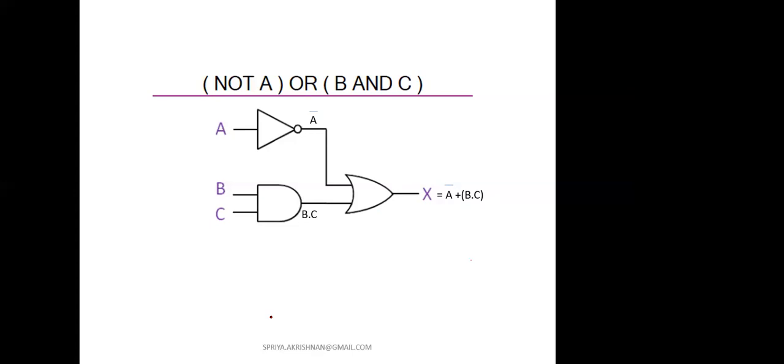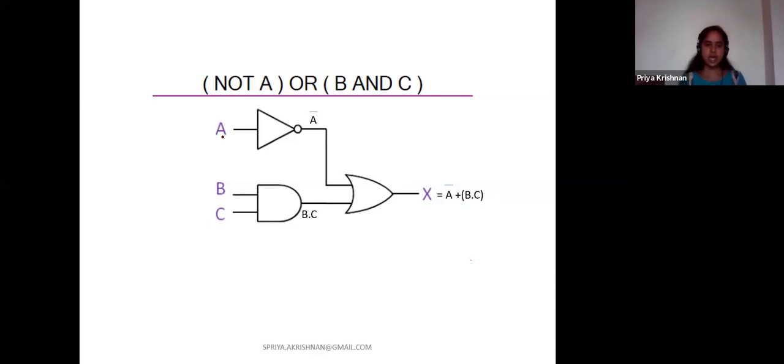Okay. Yeah, thank you. So what I have here is A, and it is inverted, A bar, and here I have B and C. So here it is B dot C because of the AND gate, and in the output I'll have A bar plus B dot C. So that will be the output I'll get.